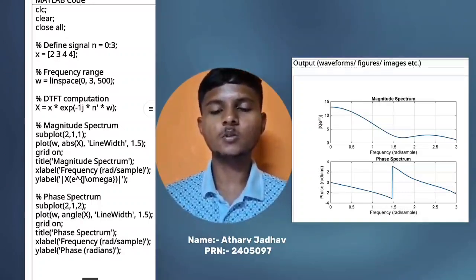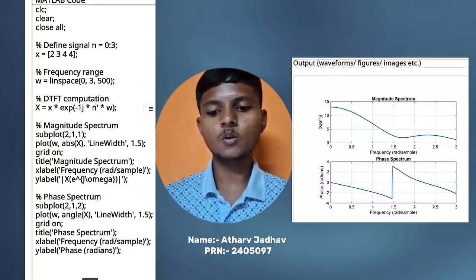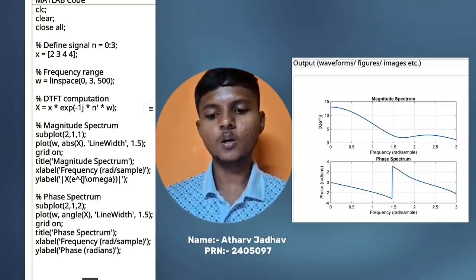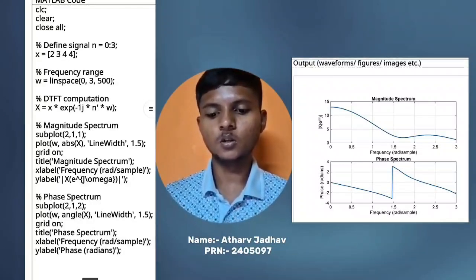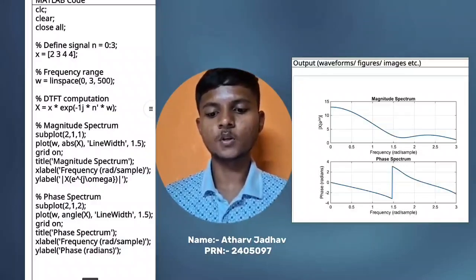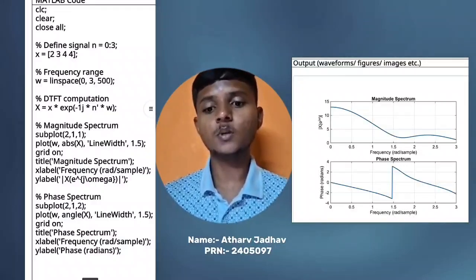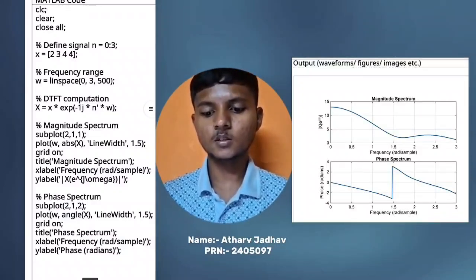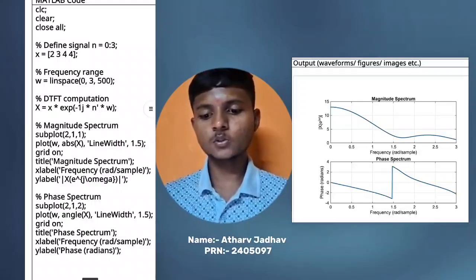The magnitude spectrum is given as subplot 2, 1, 1, meaning second row, first column, and first position. Plot omega comma abs of X, with line width of 1.5, and grid on for this signal. The title of this plot is magnitude spectrum. The x label is frequency in radian per sample, and the y label is X of e raised to j omega.